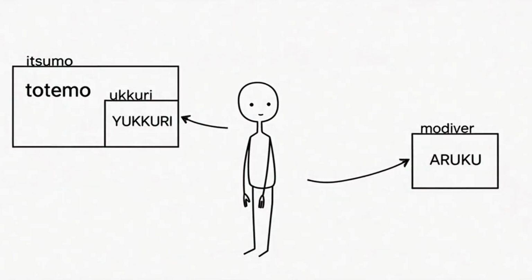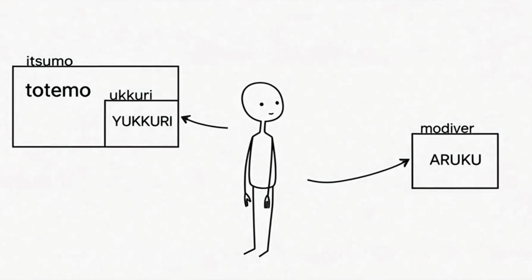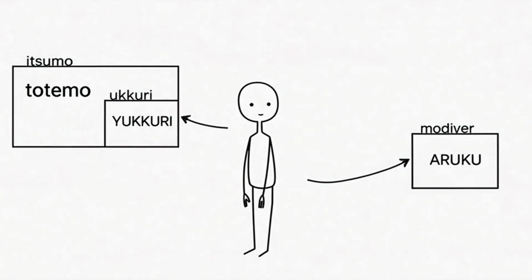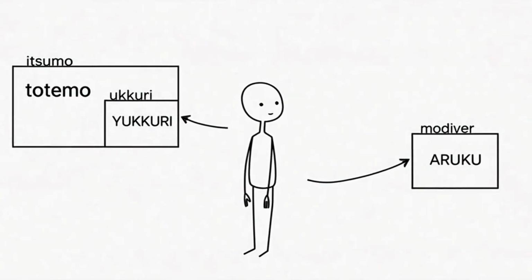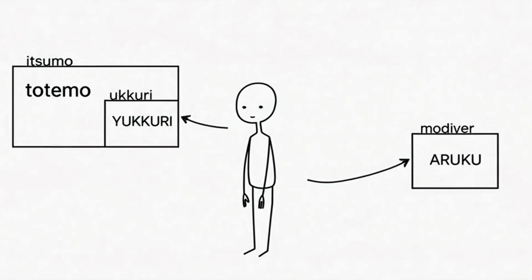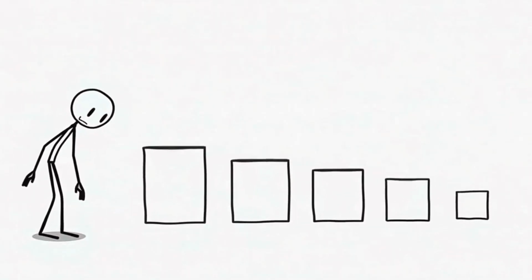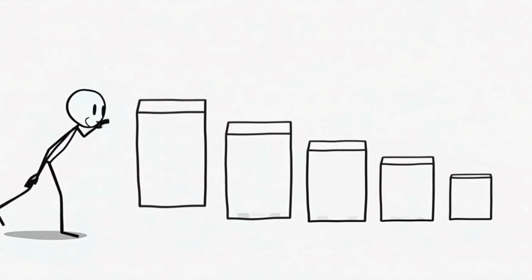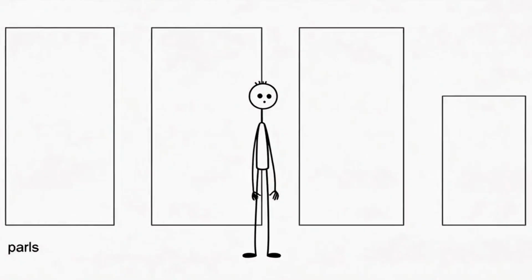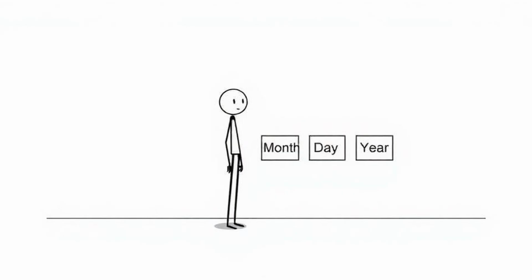The same rule governs adverbs. They always precede the verb or adjective they modify. Itsumo totemo yukkuri aruku, to always walk very slowly. Here itsumo modifies the entire phrase totemo yukkuri aruku, and within that, totemo modifies yukkuri, and that entire adverbial phrase modifies the verb aruku. The zoom is relentless from the broadest modifier to the most specific action.